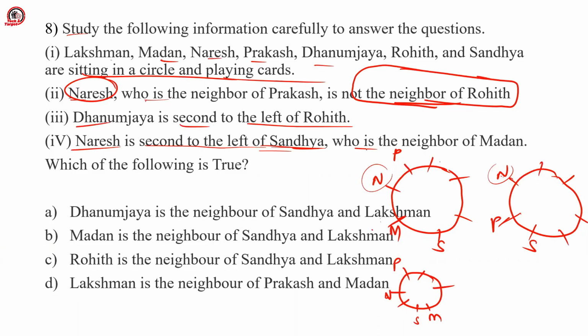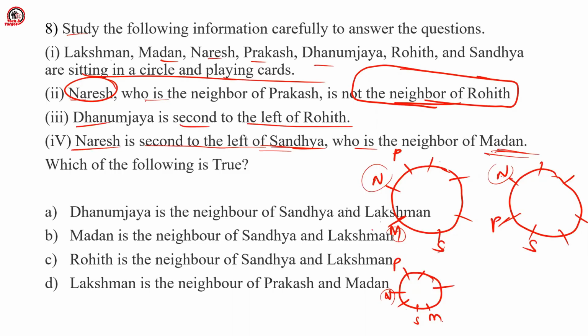Now, Sandhya is a neighbor of Madan, right? So Sandhya is a neighbor of Madan here, and Naresh is second to the left of Sandhya. And here also Naresh is second to the left of Sandhya. M is a neighbor of Sandhya, right? So whenever it is a neighbor, it can be either on the left side or on the right side.